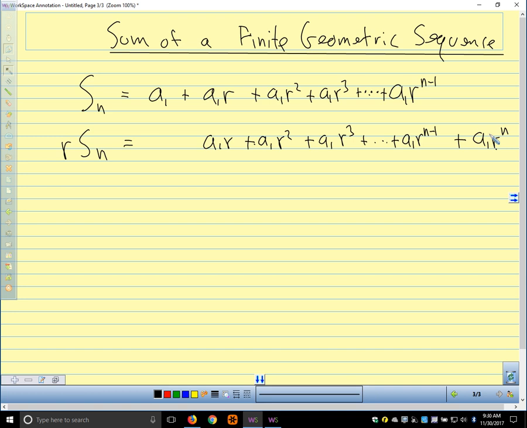So now what I'm going to do is subtract these two equations. So s sub n minus r s sub n, because when I subtract, all of these are going to go away, all the way, except for that first one and that last one. So I get a1 minus, because I have a 0 minus a1 r to the n.